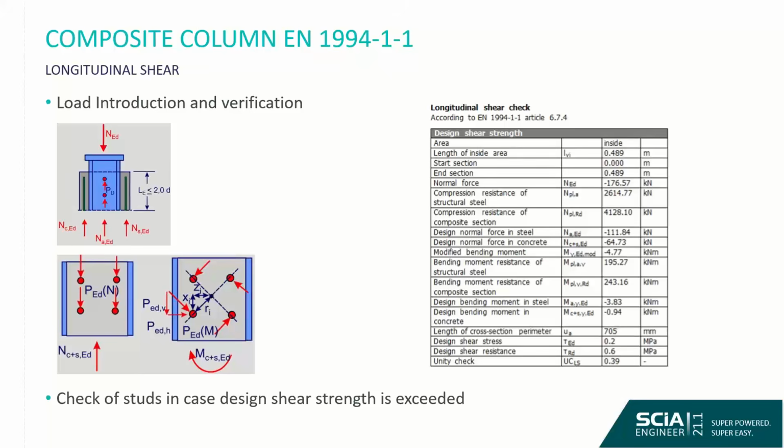For this, there is a specific check built in SCIA Engineer, which will first check if simply the friction between our concrete and our steel is enough to transfer the forces between the steel and the concrete. And if this is not sufficient, you are able to introduce your own studs and your own stud placement. And in that case, it will check whether your studs are sufficient as well.